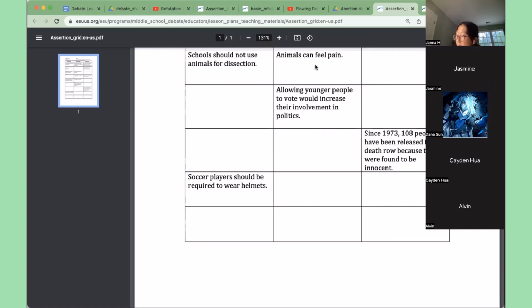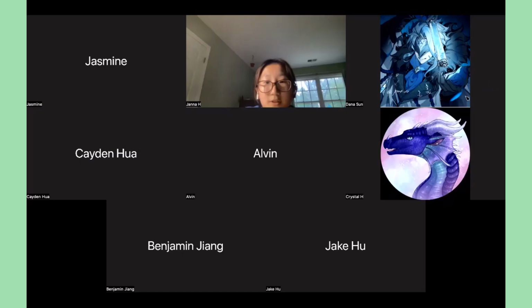Okay, now we're going to learn a little bit about flowing, which is, let me stop sharing my screen, which is just note taking during a debate. It's just a fancy way of saying that. But let me show an example of flowing actually.